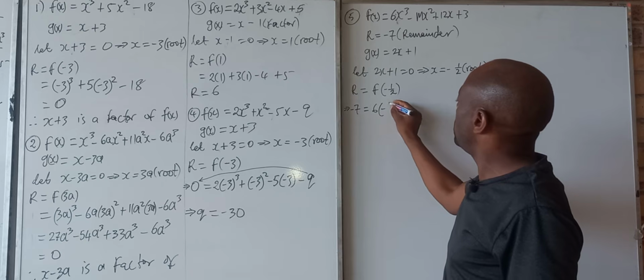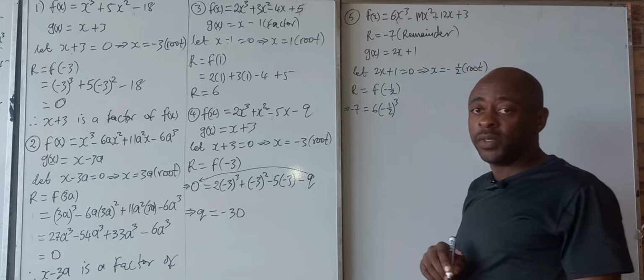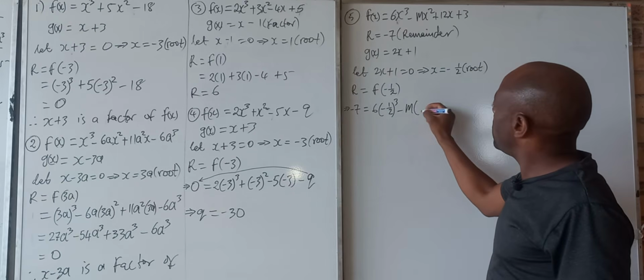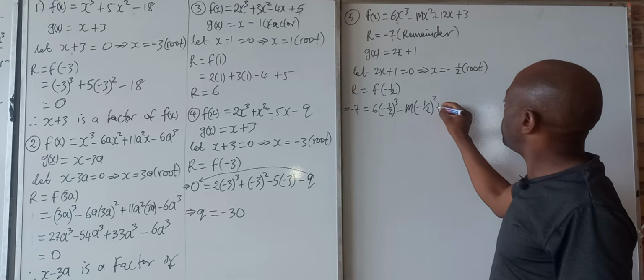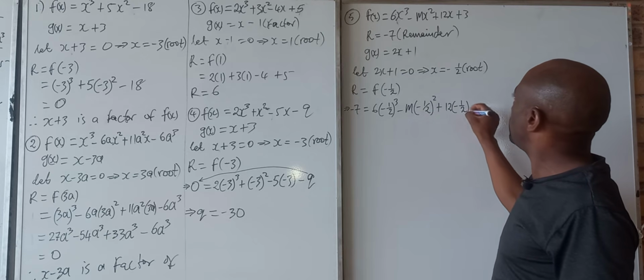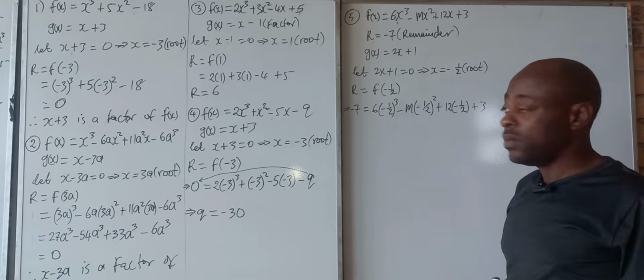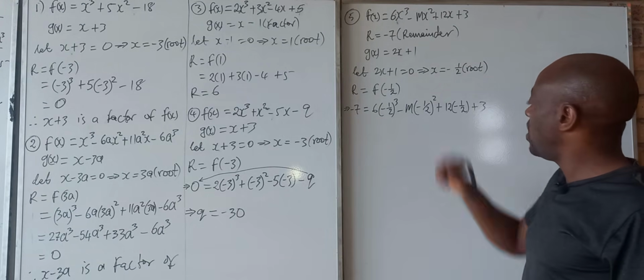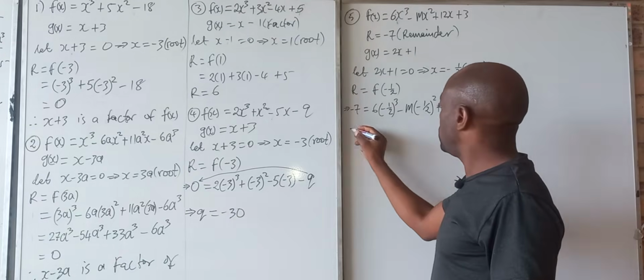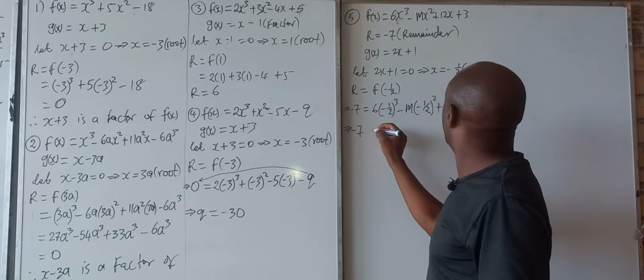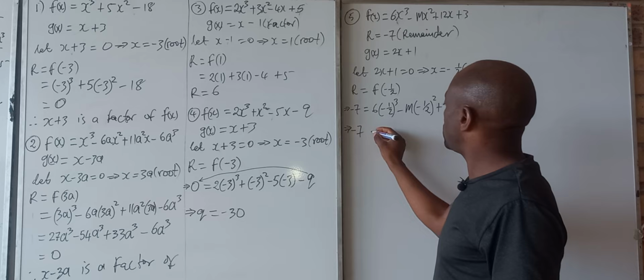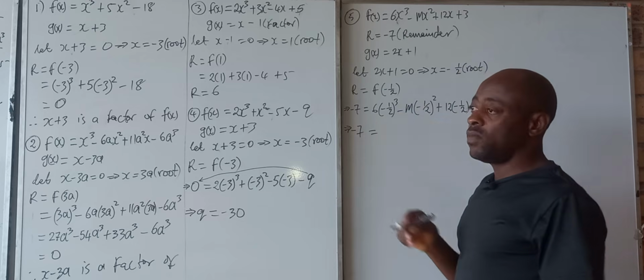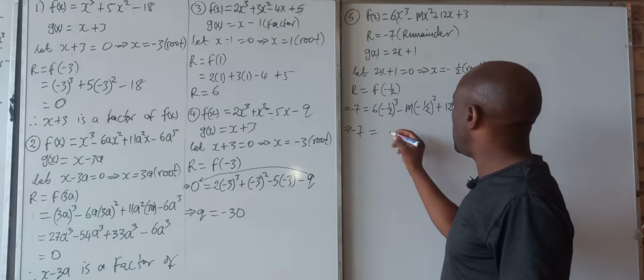So this will be 6 into negative a half cubed minus m into negative a half squared plus 12 into negative a half plus 3. So from here, you see yourself with an equation that has only m as an unknown. If I try to simplify that, I'll get negative 7 is equal to negative a half cubed, which is negative 1 over 8. So this becomes negative 6 on 8.